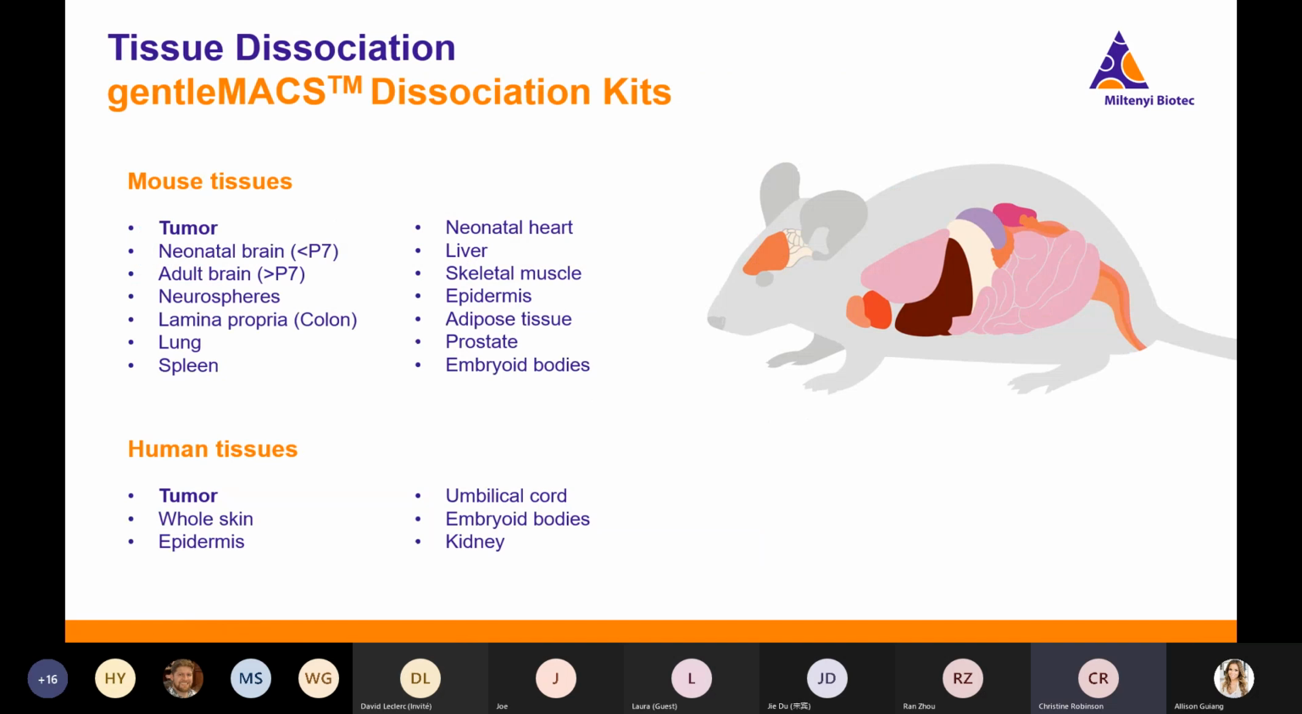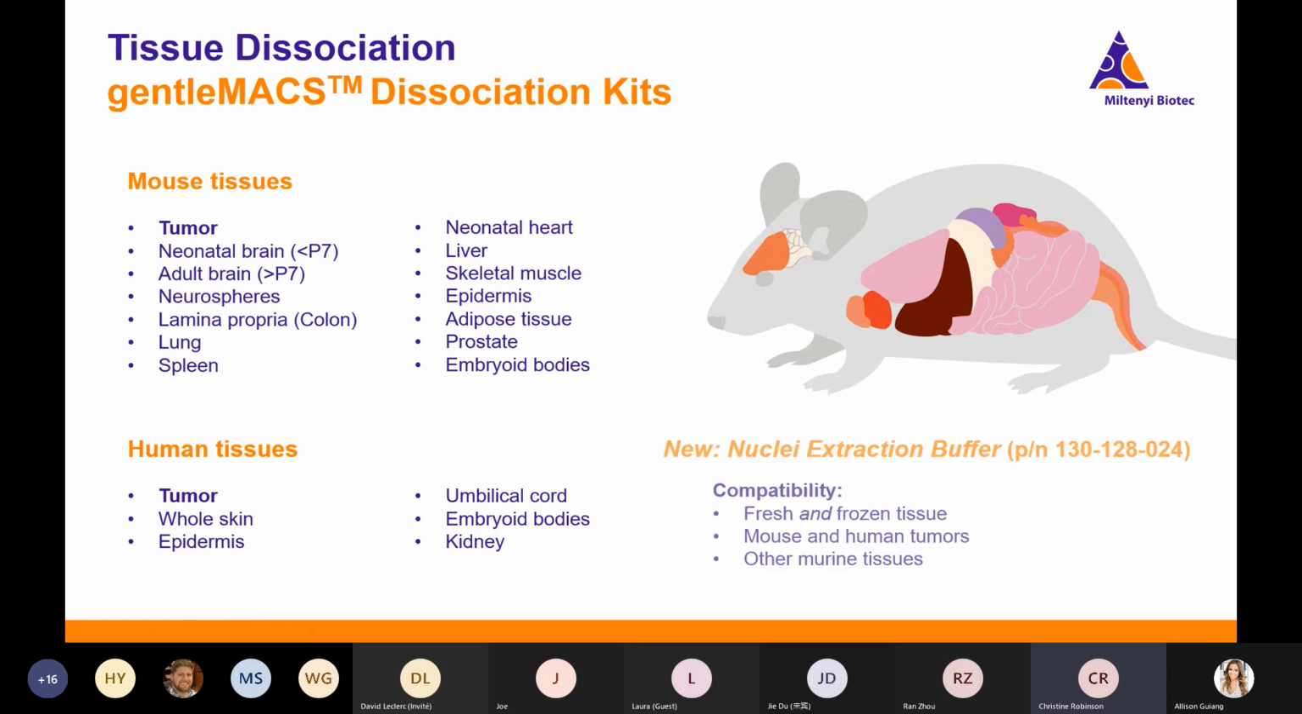And just to further enable that reproducibility, we do have over 20 tissue-specific dissociation kits. These kits have really pure enzymes, known activity levels, really lot-to-lot consistent. And for a few of our kits, we do have preserved epitope lists, which can be important for experiments that use feature barcoding like CITE-seq. And as mentioned before, for tissues that are snap frozen or where cells can't be isolated, we have nuclei extraction buffer.